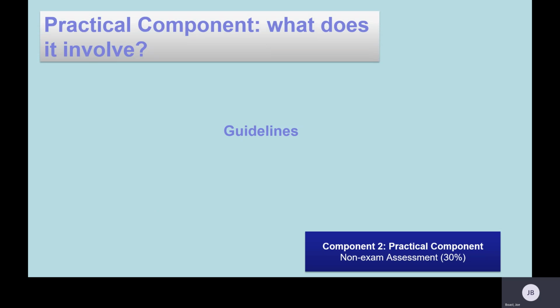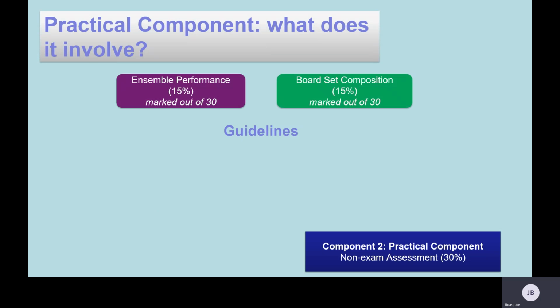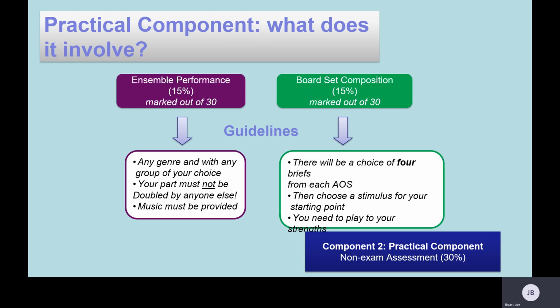So here are some guidelines. The ensemble performance is marked out of 30, and that's 15% of your final GCSE. The board set composition is 15%. Again, that's marked out of 30. So the ensemble performance, that's any genre with any group of your choice. Your part must not be doubled by anybody else.